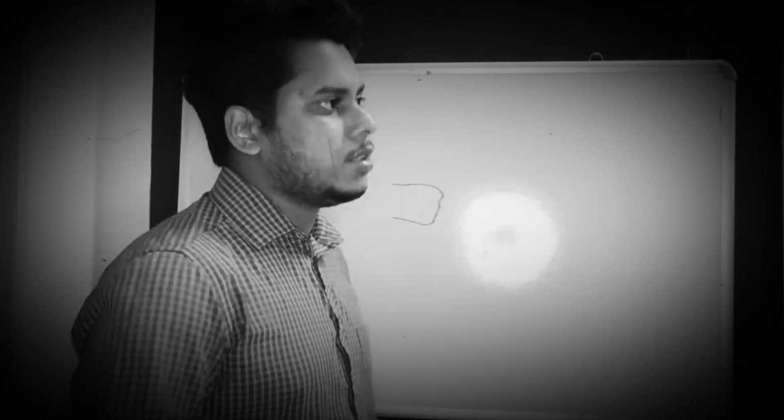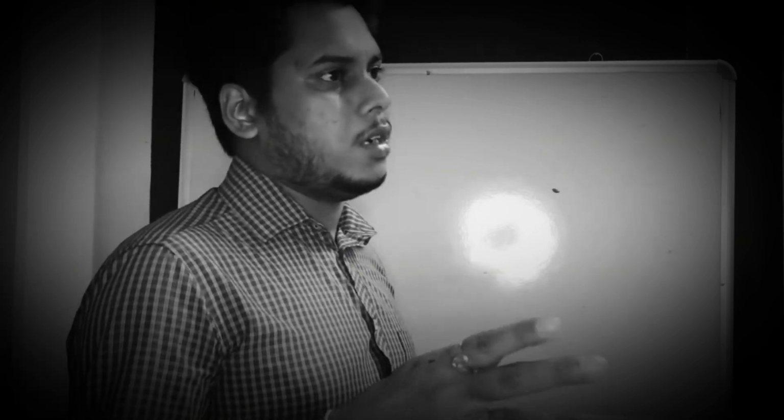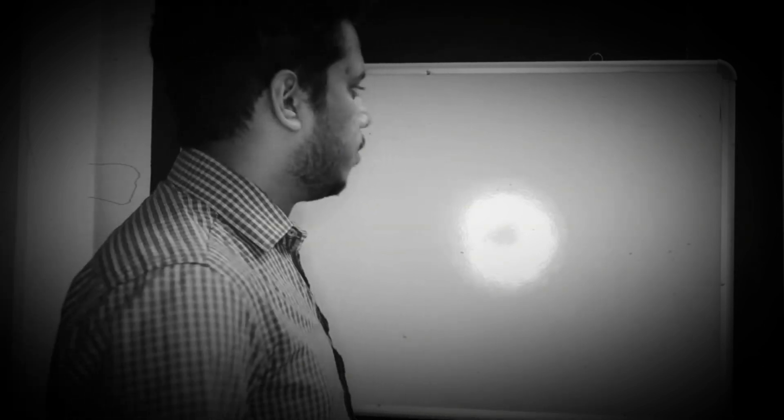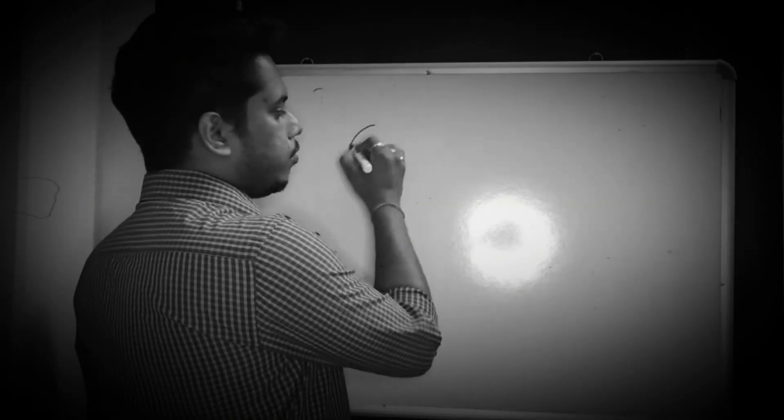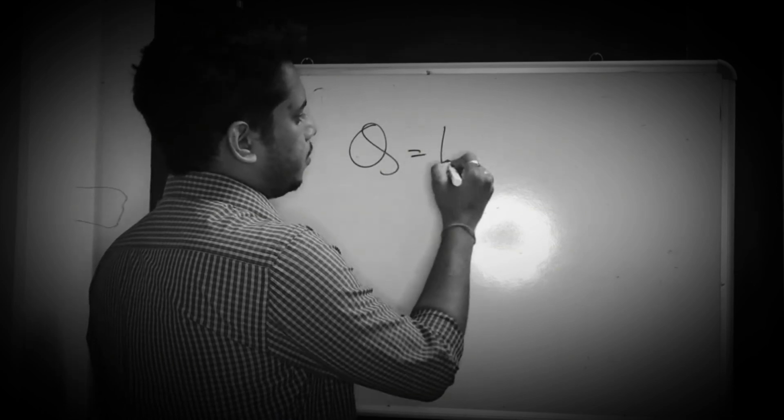Okay, now let us move to the types of production function. There are several types. For the time being, we will just confine our knowledge to short run and long run production function. Now a short run production function looks something like this.